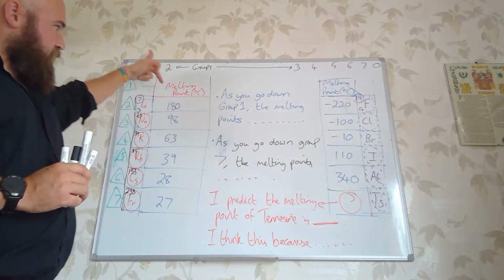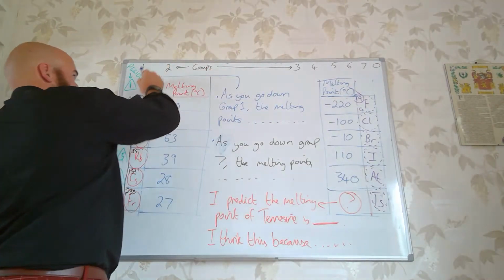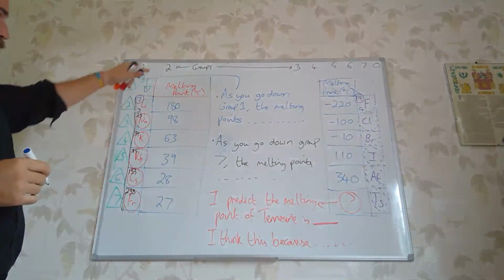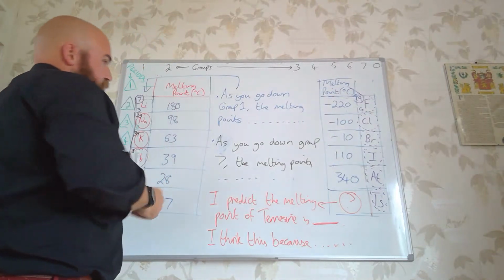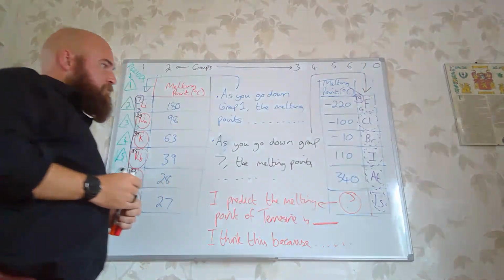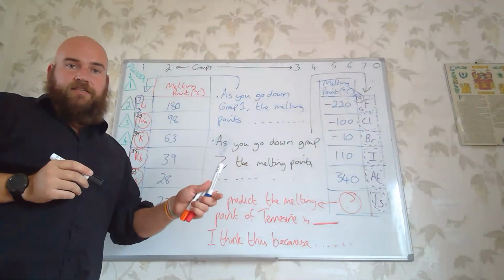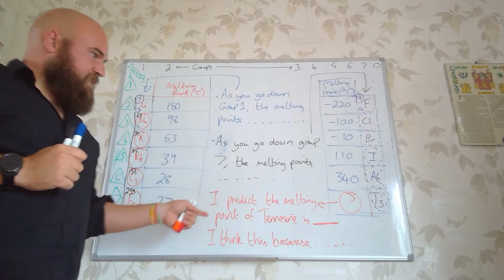As you go down group 1, which is, don't forget, that group, what happens to the melting points? As you go down group 7, which is that group, what happens to the melting points? And then the final one is the tricky one. I predict the melting point.